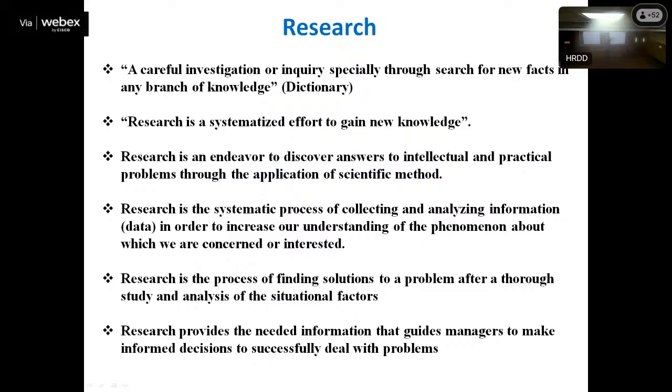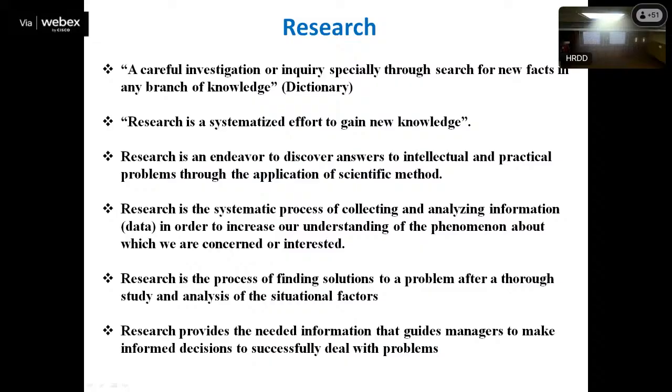Research is an endeavor to discover answers to intellectual and practical problems through the application of scientific method. Again, you see they are mentioning scientific method. Scientific method means whatever research you do, it has to be scientific. It cannot be just general without a system. It should be quite empirical. The problems are intellectual or practical, and then you find a solution to it.